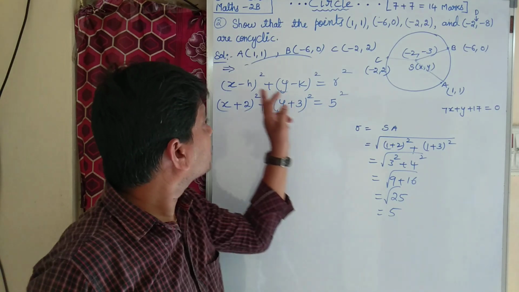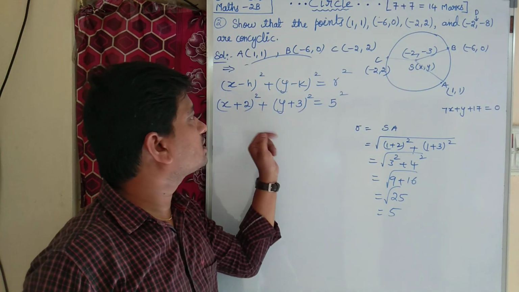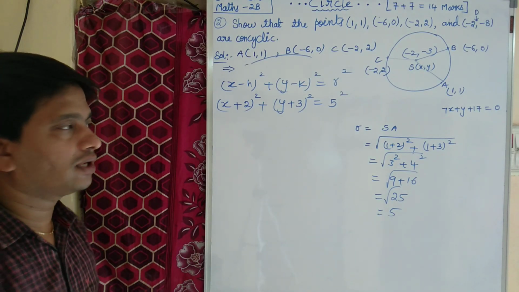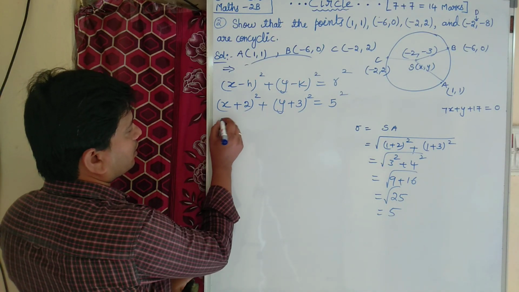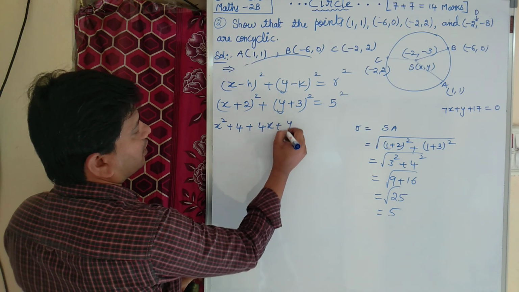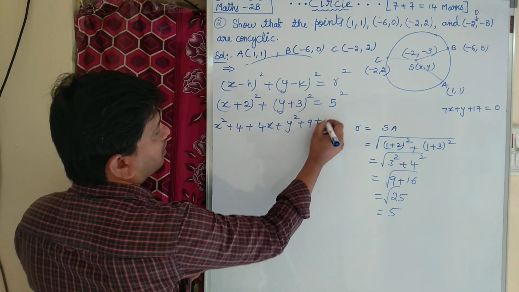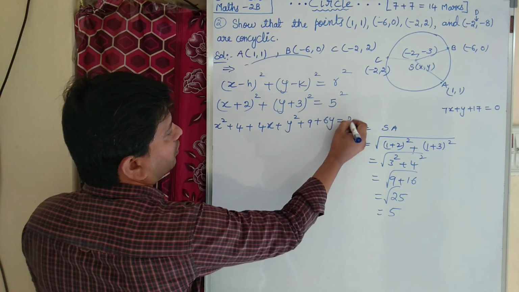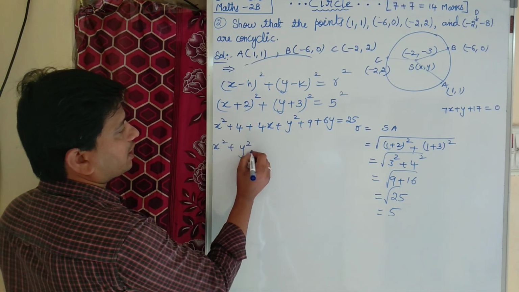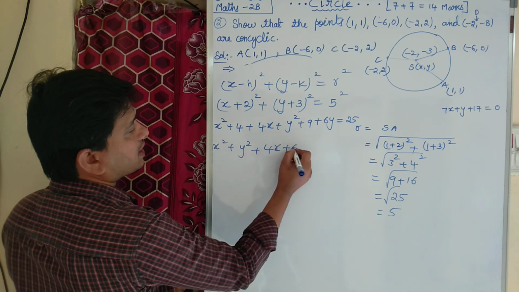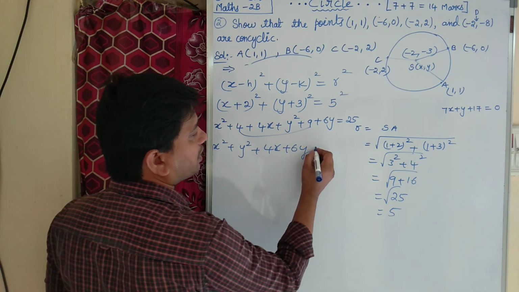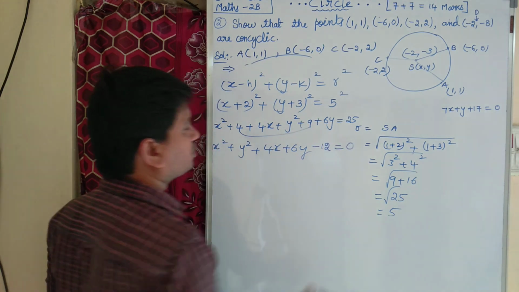Minus 2. Actually we have minus into minus plus, k value minus 3, y minus into minus plus 3 whole square. Again (a plus b) whole square, a square plus b square plus 2ab, equal to 25. x square plus y square plus 4x plus 6y, 4 plus 9, 13. 13 minus 25, that is minus 12 equal to 0.